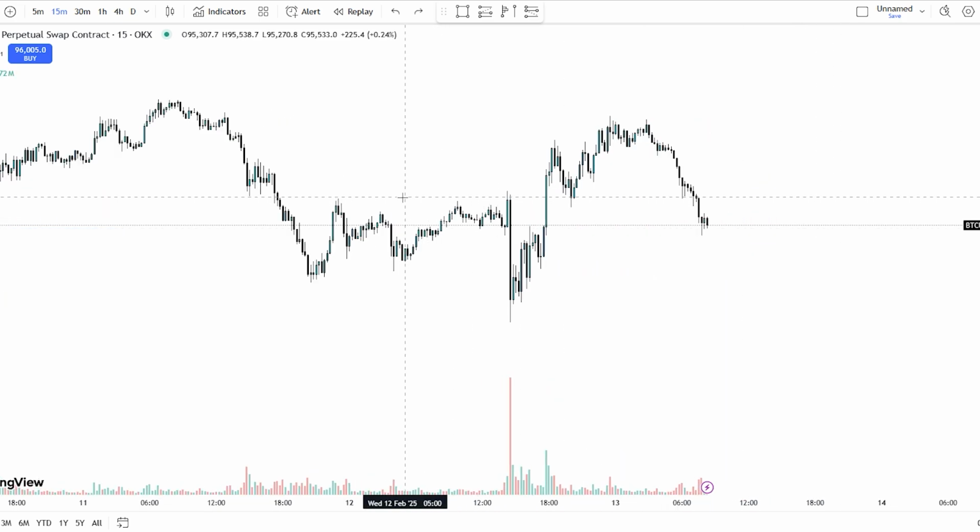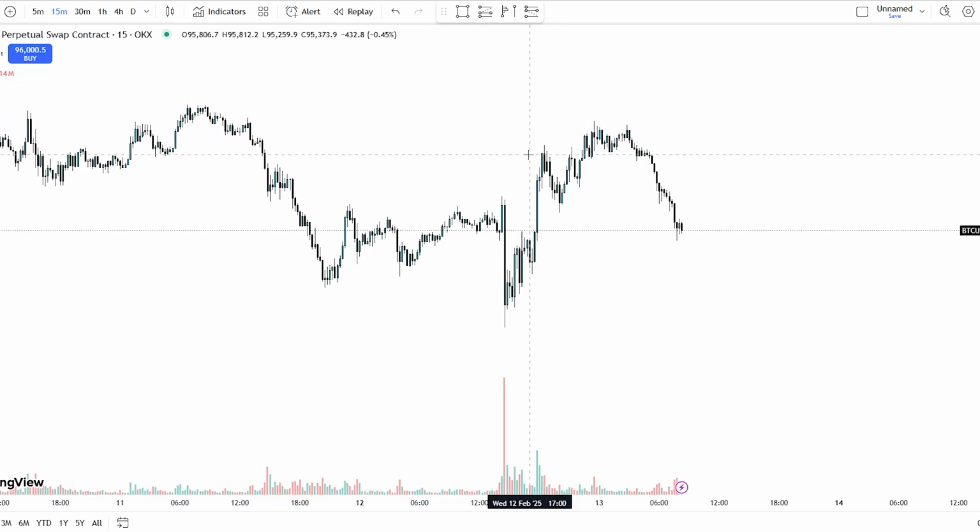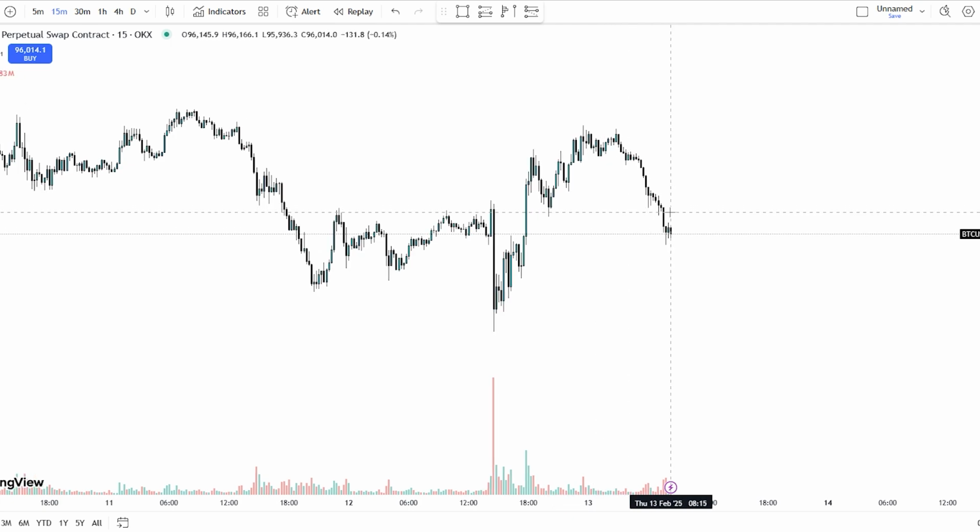The reason why I like to trade absorption is that this type of setup is really precise and accurate. And if you know how to trade absorption correctly, you can make a really decent amount of money.